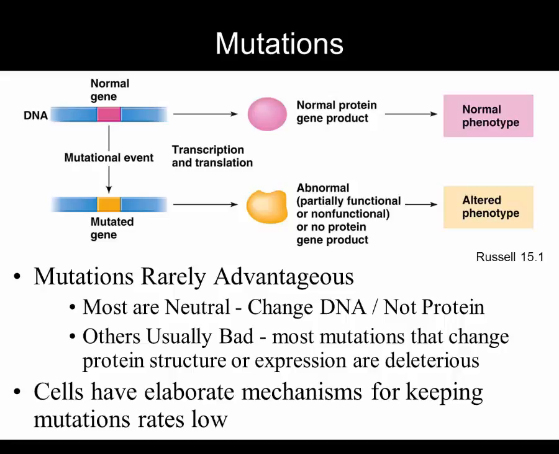Of those that do, many are silent or neutral and don't alter the function of the protein. Even some nonsense or frameshift mutations can have little to no effect if they occur near the very end of a gene. And most mutations that do have an effect are negative. It is typically much easier to break something than to create a new function. Because of this, cells have complicated mechanisms for keeping mutation rates low.